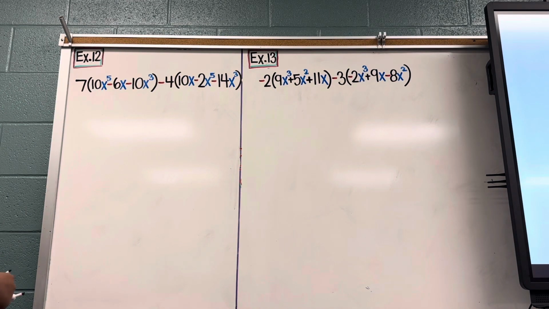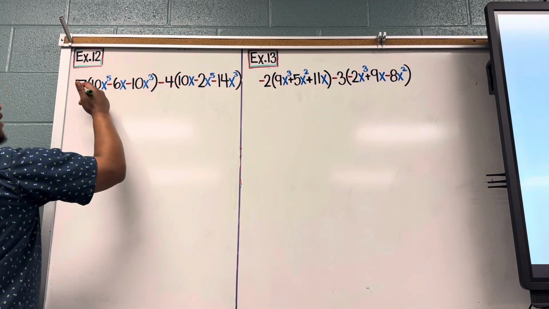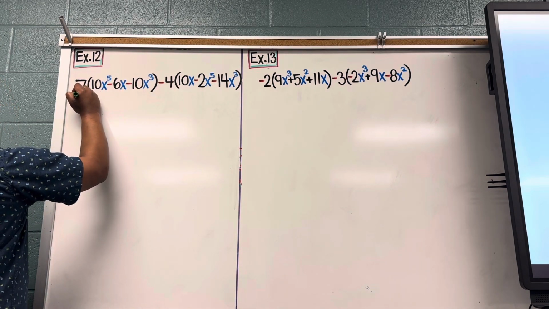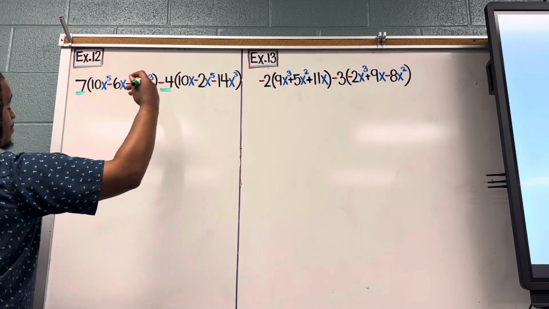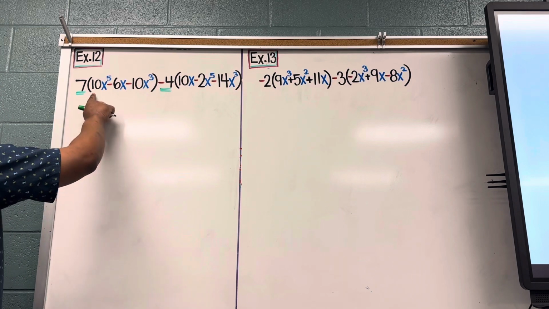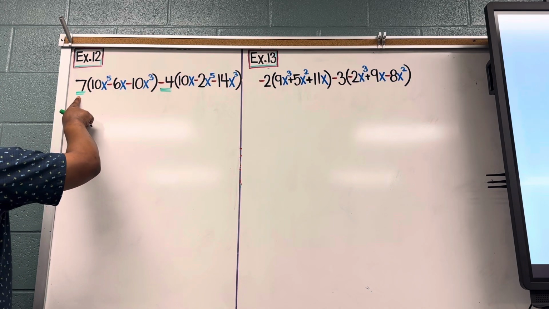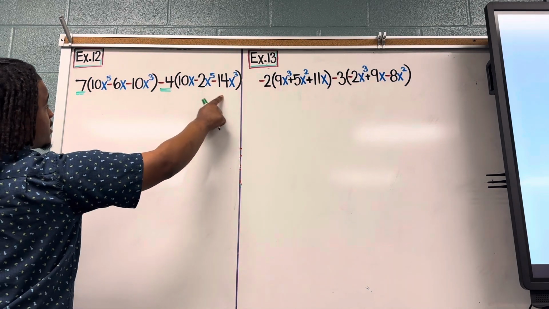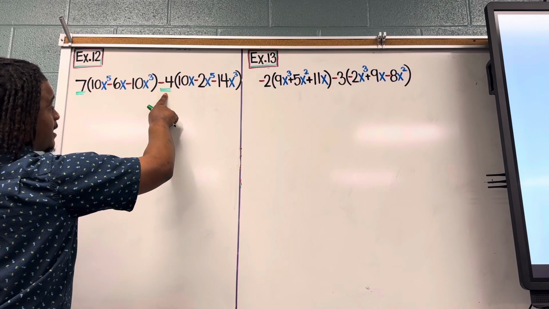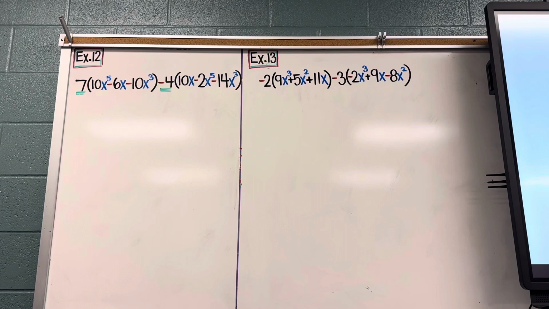So the first thing that we need to do, guys, is we need to distribute, because if you notice, we have 2 sets of parentheses, and each set has a number that's attached to the outside of that particular parentheses, okay? So in the first parenthesis, we have 7 that's attached to the outside, meaning that we're going to distribute or multiply by 7. The second parentheses, we have a -4 that's attached to the outside, meaning that we're going to distribute or multiply everything inside by -4, okay?